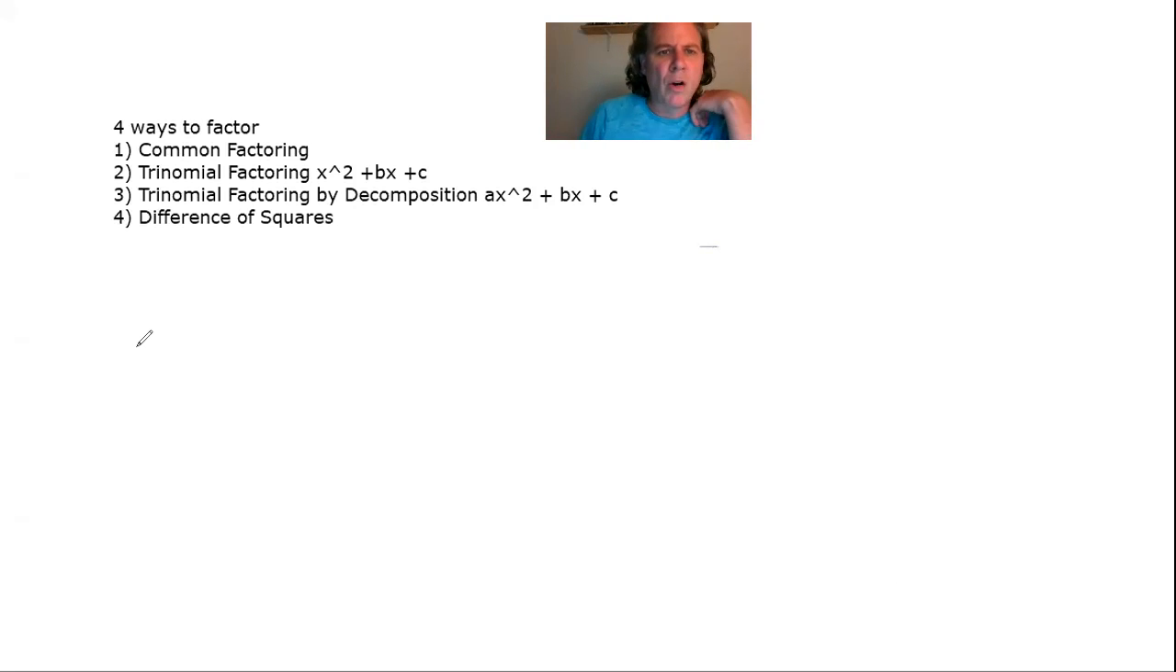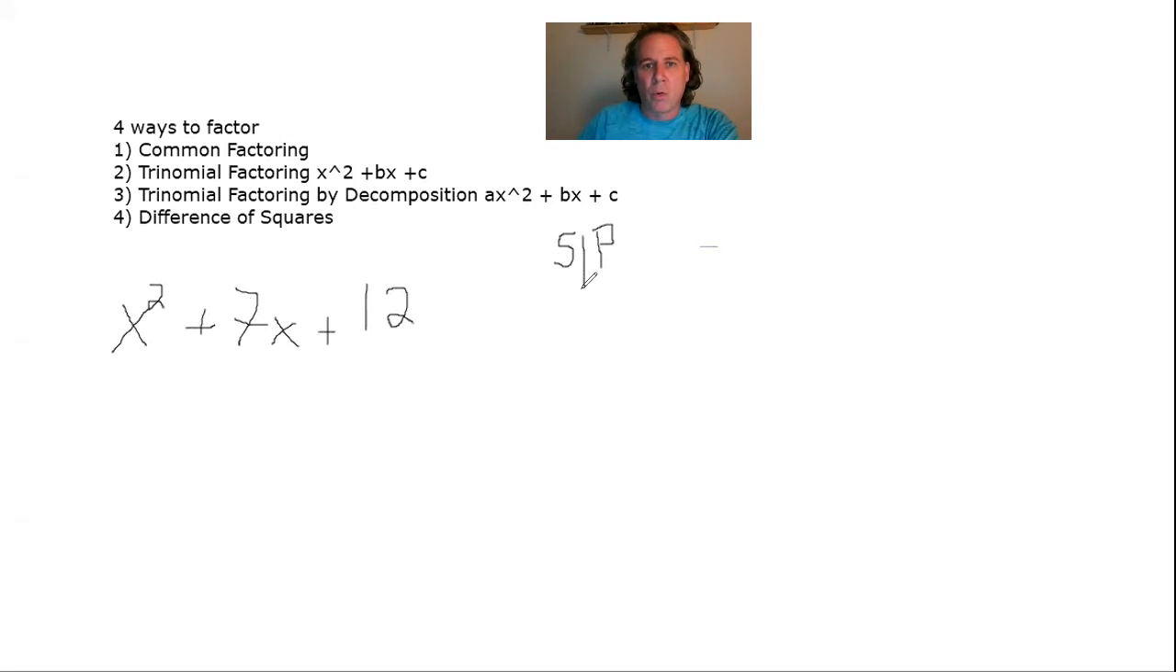So trinomial factoring, if there's no coefficient in front of the x squared, it's a little easier. So for example, if we have x squared plus 7x plus 12, and I want to factor this. In this case, I like to do it by creating a chart. It helps me just sort of think through finding the right numbers. And I remember that my two numbers that are going to be in my binomials in my factored form have to add up to 7 and multiply to 12. So the sum is 7, the product is 12.